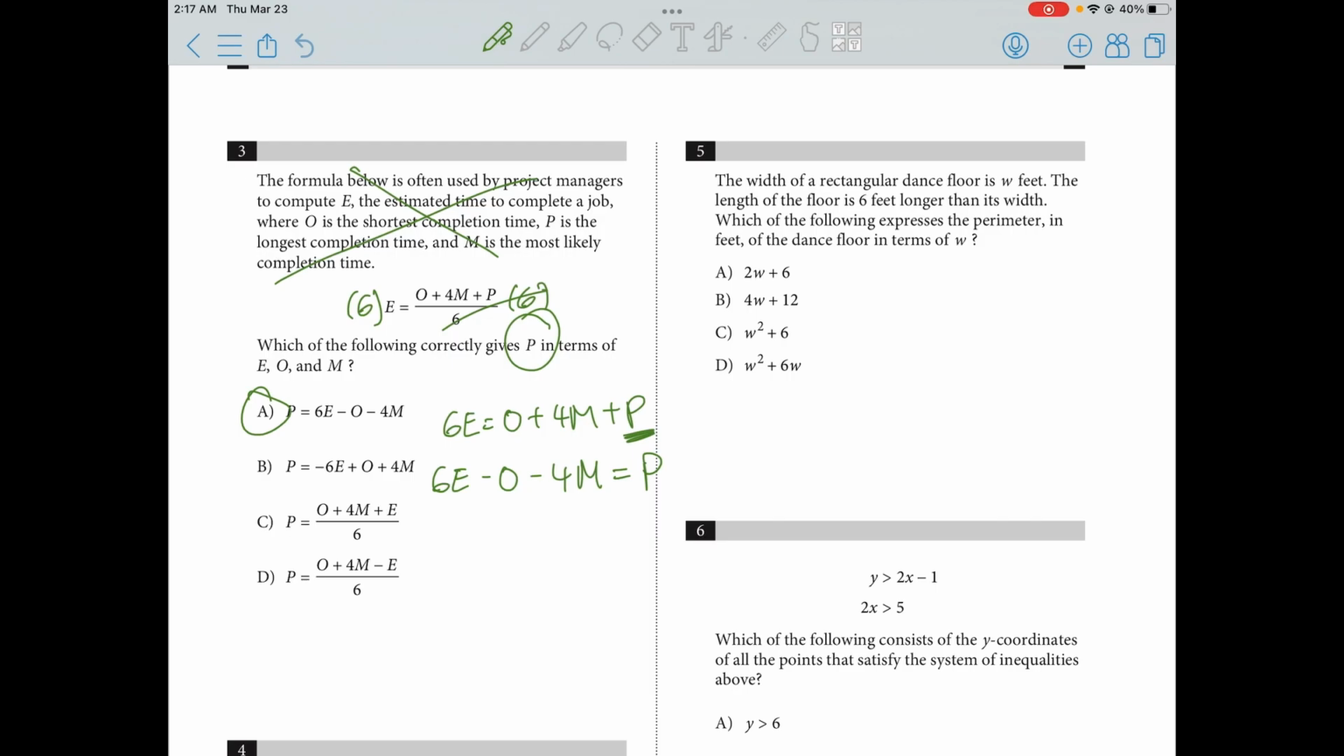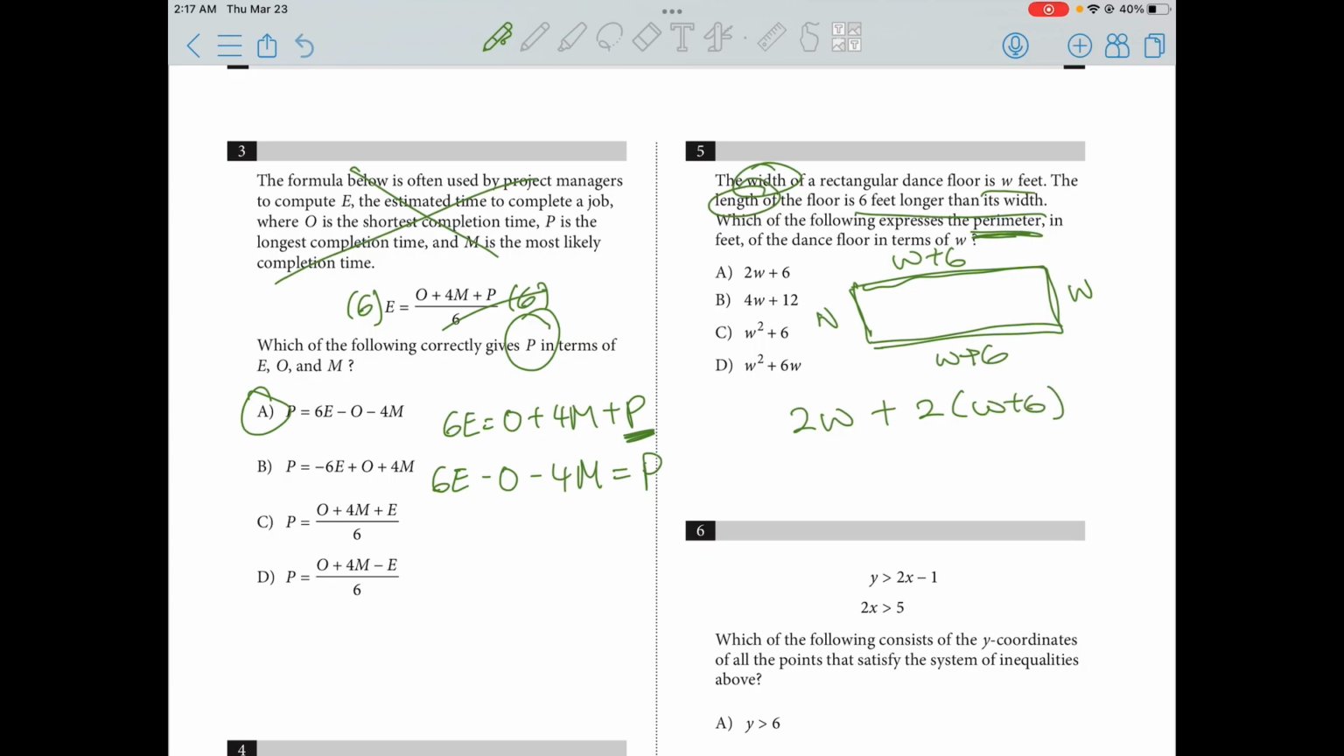Okay, number 5. The width of a rectangle is W, and the length is 6 feet longer than the width. So let's draw a rectangle so we don't confuse ourselves. And we're supposed to find the perimeter. So the perimeter is this thing right here. That means we need one more W and one more W plus 6. 2W and 2 times W plus 6. Distribute everything. We are left with 4W plus 12, which is answer choice B.